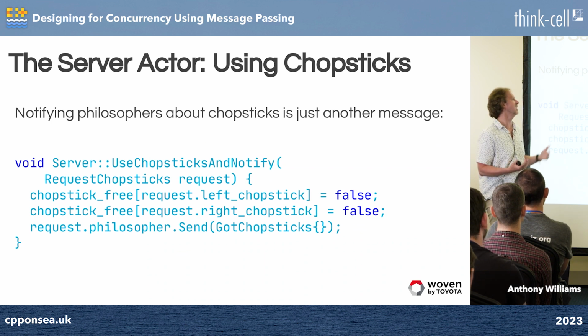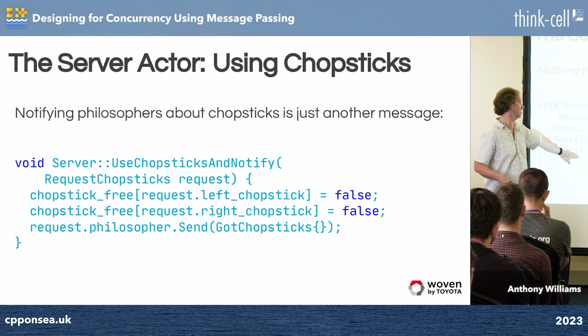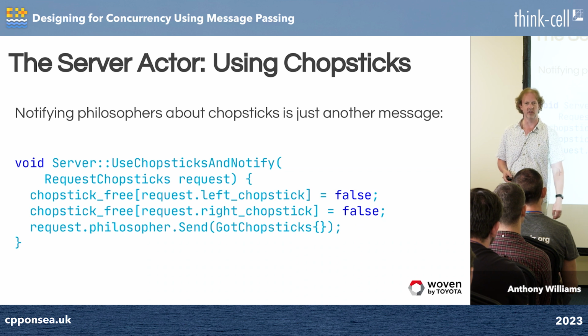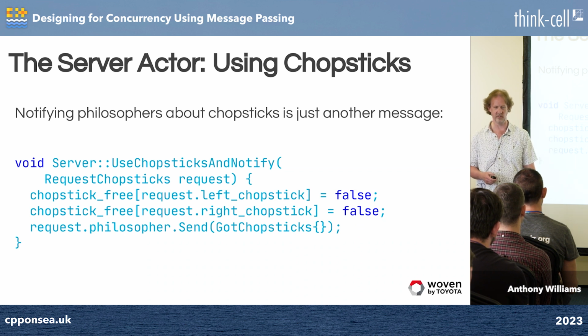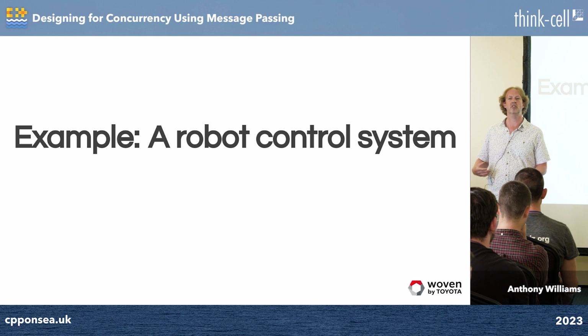But that's partly because we're abstracting out separate small functions. So we're using chopsticks to mark the elements as in use, so they're not available. We have a list of whether they are free, and say they're false, and then actually send out the request to the philosopher that requested them, and say you've now got the chopsticks you asked for. So that was one way of approaching the dining philosophers problem.